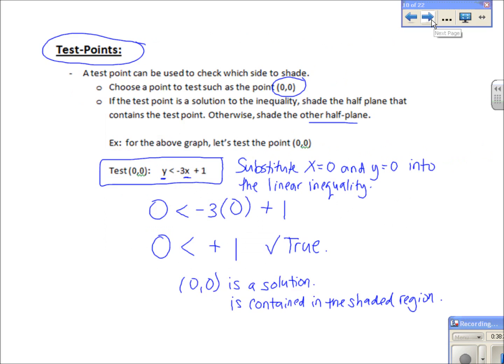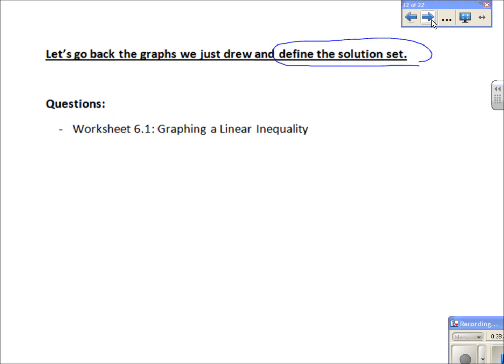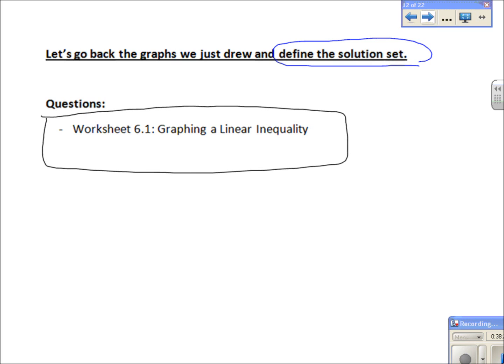Great. That completes our notes for today. I hope that that was clear for you. And the questions that I'd like you to do then for homework for this section are on that 6.1 worksheet, Graphing a Linear Inequality. And you'll notice that the answers are at the back of the worksheet, so you can check all of your graphs. You're asked to graph a few different linear inequalities, and you can make sure that your graphs are correct by looking at the back.